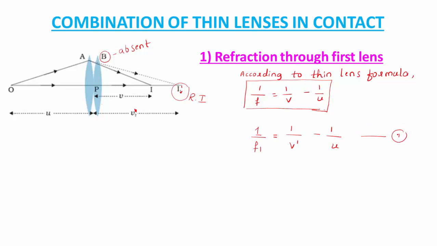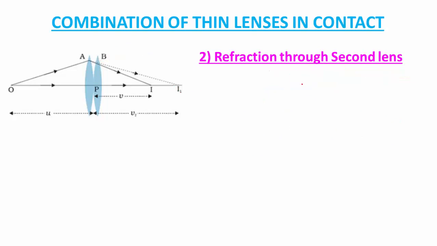So this is the first case. Remember, in the first case, the second lens is absent. Only 2 times refraction of light takes place, so the final image is formed at point I dash. Now I dash is a real image and the image distance is V dash. Right? So this is the first case, equation 1. Now let us move towards the second case.